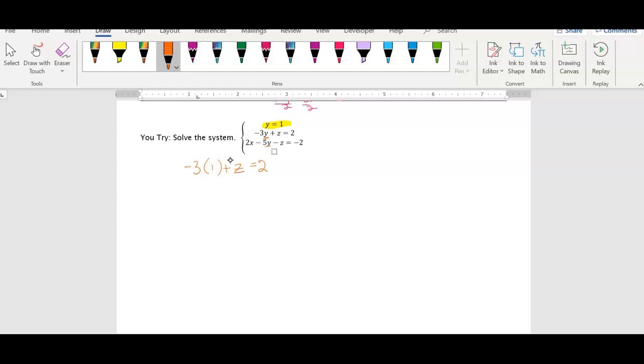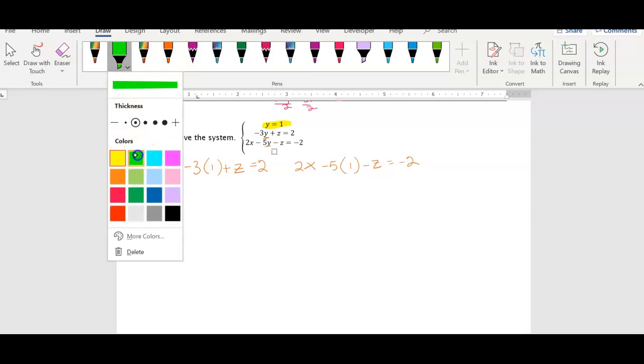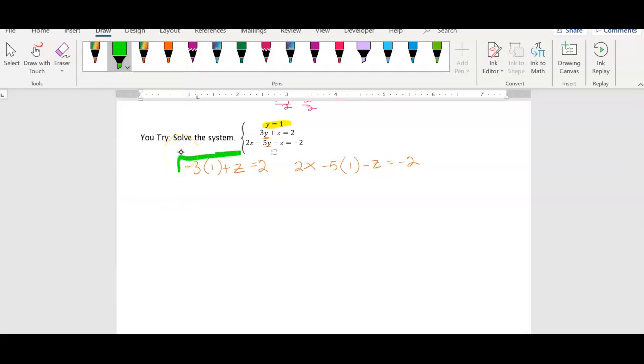Now I'm going to do the same thing for the other one. 2x minus 5, and instead of the y, I'm putting a 1 in, minus z equals -2. So now I want to look at both of these equations and see which one has only one letter. So that would be this one here. So that means I can solve for z on this, and that's what I'm going to do right now.